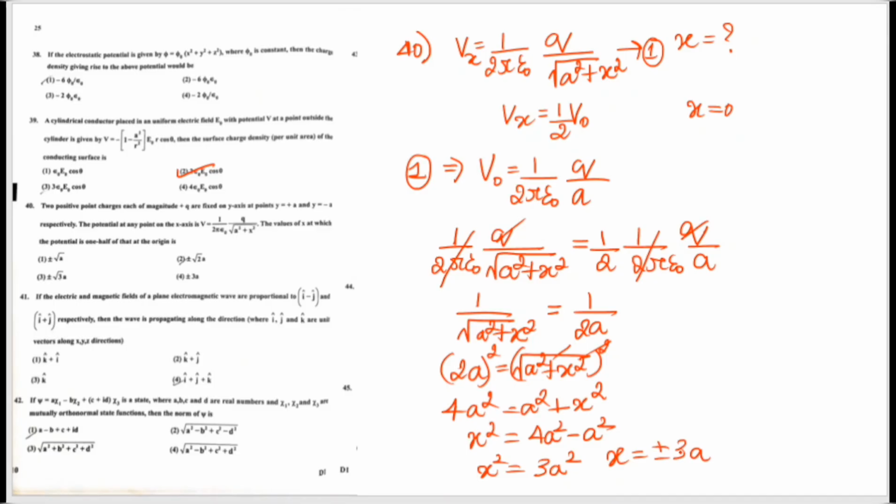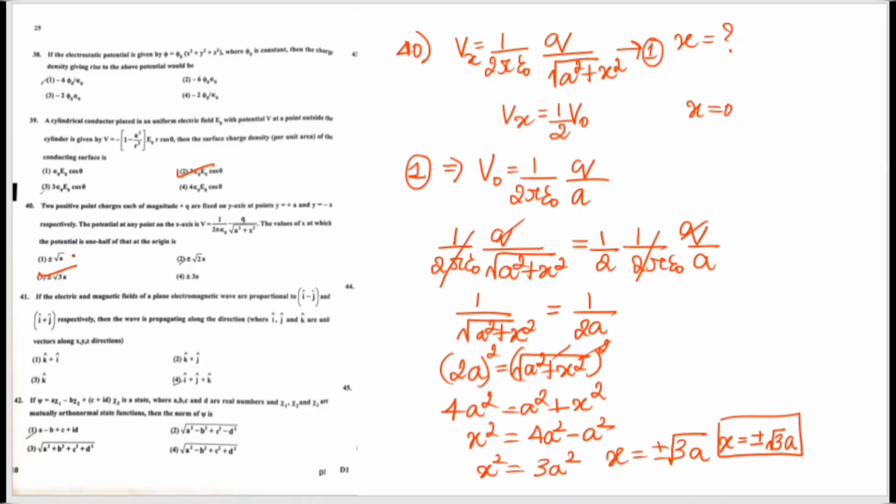Sorry, it is plus or minus square root of 3a. If you take the square here, the 3 square root is not there for a. So I am rewriting again: x is equal to plus or minus square root of 3 into a. So the correct answer here is option 3, that is plus or minus square root of 3a, right? Yes, let us move on to the next question.